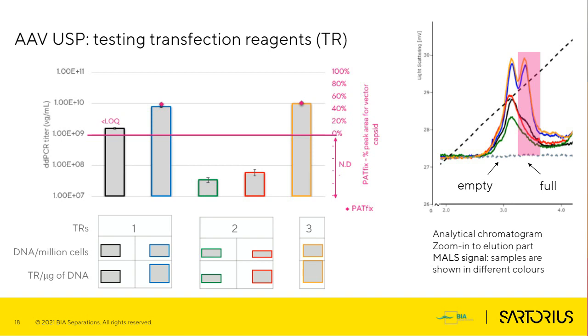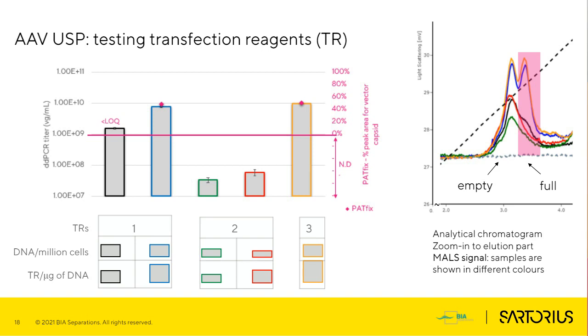So this is only one of the examples of what kind of conditions you can optimize using PATfix column switching. You can optimize different transfection reagents. You can optimize transfection reagent to DNA ratio. You can optimize the amount of DNA per million of cells. You can optimize, for example, different cell density if we're speaking about suspension. You can test many, many different conditions.